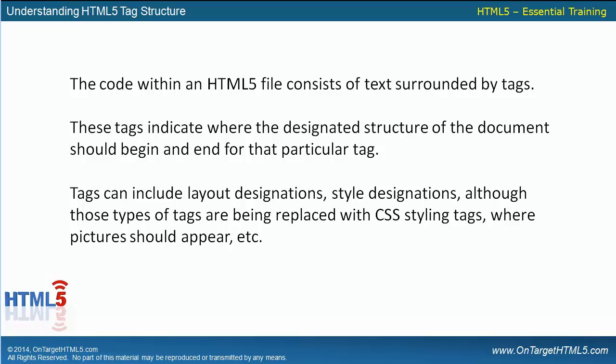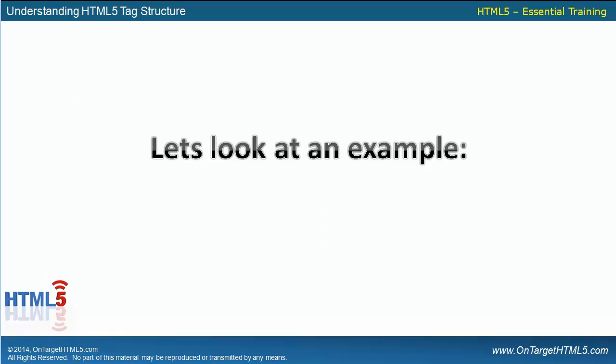Tags can include layout designations, style designations, although those types of tags are being replaced with CSS styling tags. But there are still some tags that are available in HTML5 for styling. They include where pictures should appear and etc. So let's look at a couple of examples of tag structures in HTML5. Alright, so let's go ahead and move into our exercise.